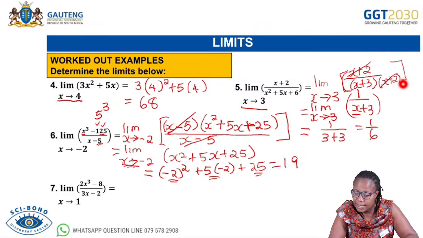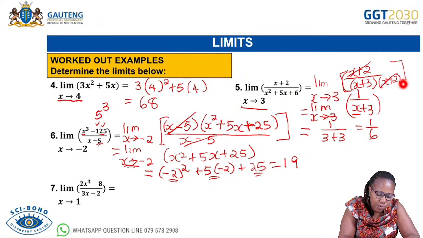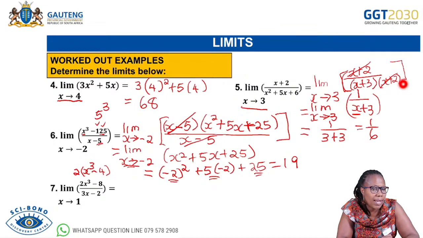Okay, moving to the last example, number 7. Look at that one now. This one is a little bit tricky. Yes, we have a fraction, but look at the fraction now. Most of the learners, they will think that it's a factorization of difference of 2 cubes. So most of us, grade 12, what you will be doing, I know that you will be trying to take out a 2 there, so that you are left with the x cubed minus 4.